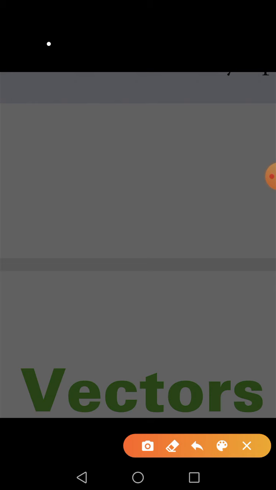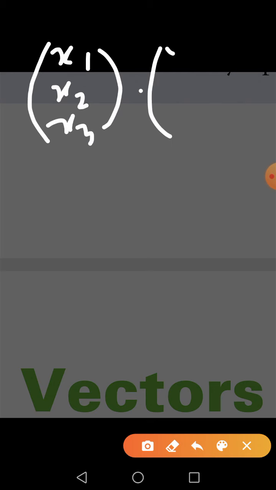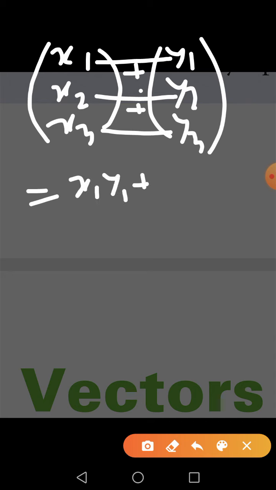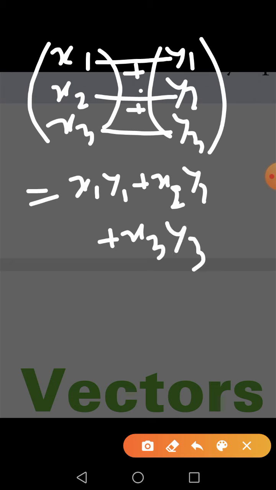So we were talking about the dot product. So x1, x2, x3 dot y1, y2, y3. Now if we multiply them, straight multiply, then add, straight multiply, then add, straight multiply. So it would be x1 y1 plus x2 y2 plus x3 y3. Okay? So this is what we mean by the dot product of vectors.